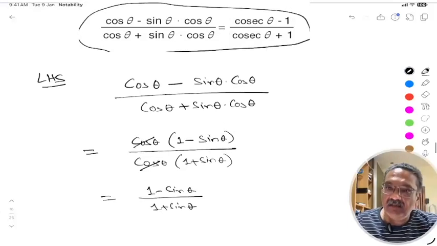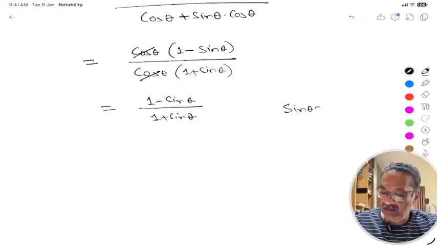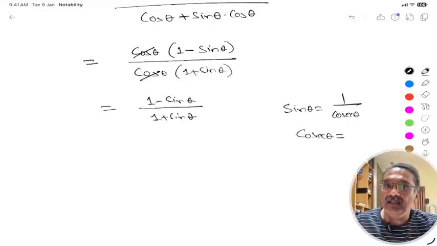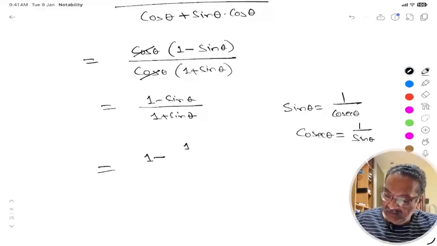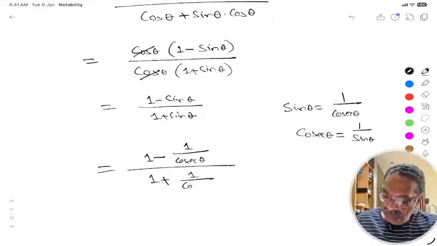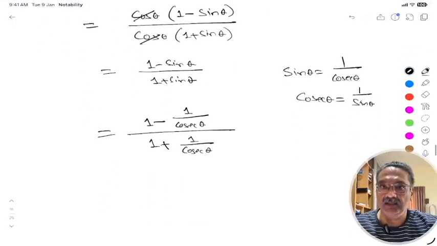Now observe the RHS. In the RHS we have cosecant theta, so we need to go towards cosecant theta. Sin theta is 1 by cosecant theta, or you can say cosecant theta is equal to 1 by sin theta, right? So I will replace sin theta with 1 by cosecant theta. So I have 1 minus 1 by cosecant theta divided by 1 plus 1 by cosecant theta. See, always when you take LHS, you should remember what you want in the RHS, and according to that we have to use the conversion identities, right?